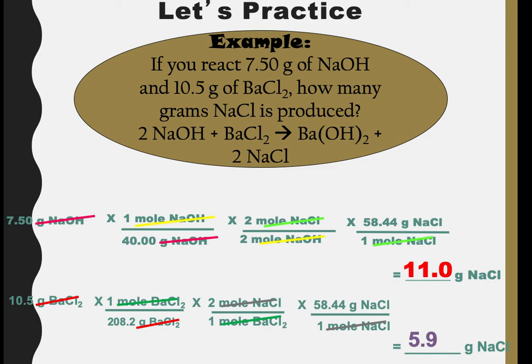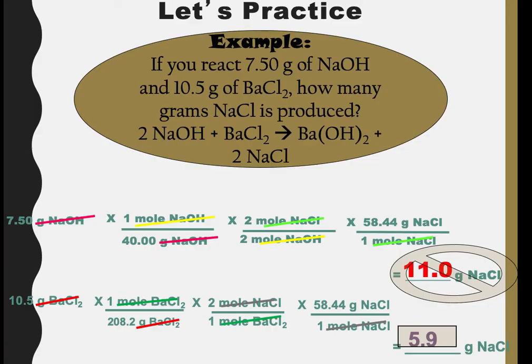So as we start combining the NaOH and the BaCl2, we're going to start making salt. But once we get to 5.9 grams, we are going to run out of barium chloride. So we look at the least amount, which in this case is 5.9, and so I know that barium chloride is my limiting reactant.